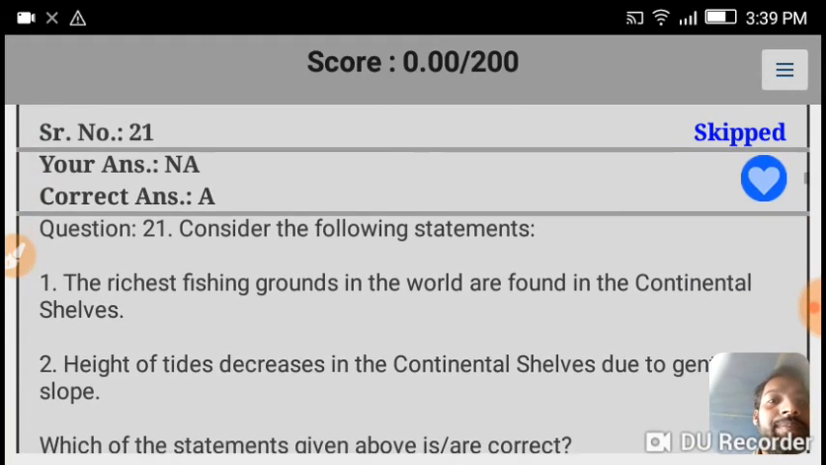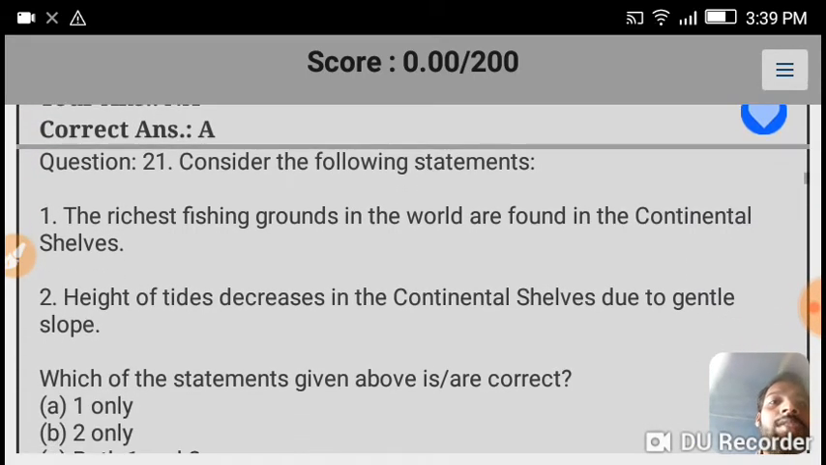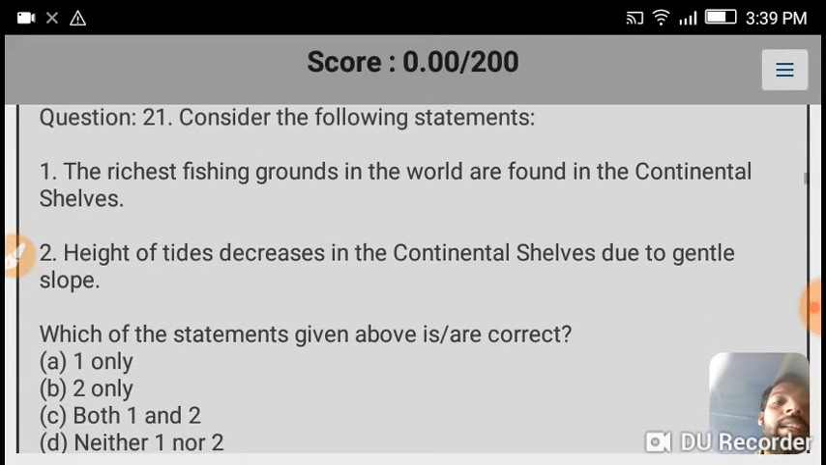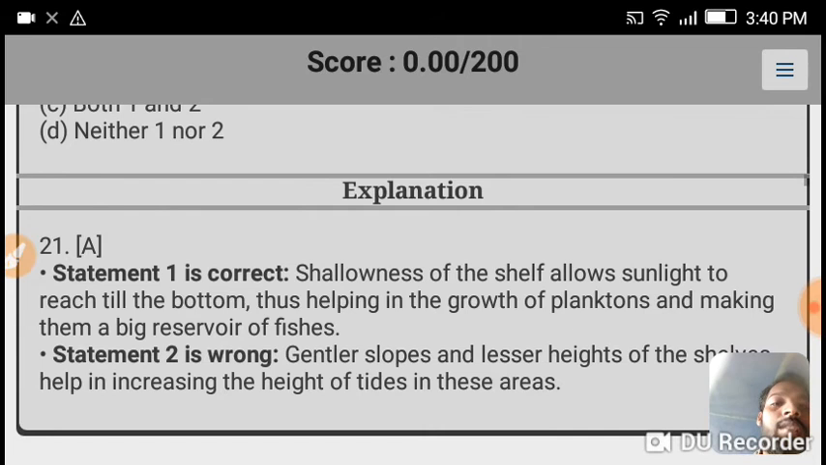Next question. Consider the following statements. Which is the correct statement? The richest fishing grounds in the world are found in the continental shelves. It is correct. The height of tides decreases in the continental shelf due to gentle slope. No, it is wrong. So statement 2 is wrong.